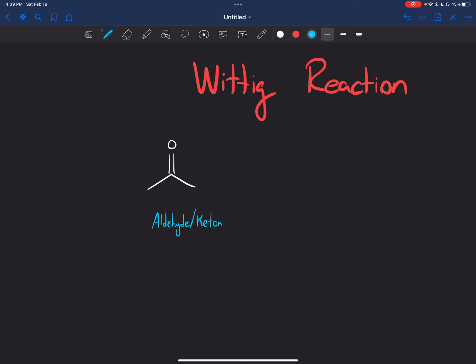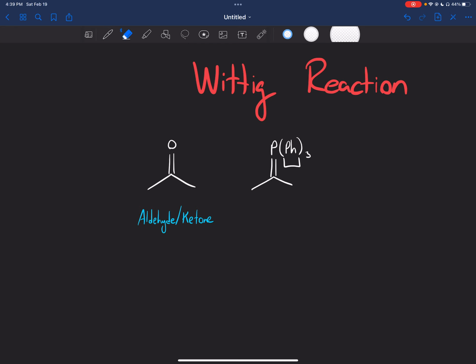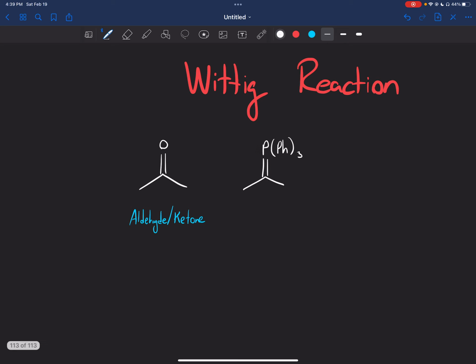And we're going to react it with something called a phosphorus ylide. And it basically looks like this. Here's an example of one. That Ph, capital P, lowercase h, means phenyl, which is kind of another word for benzene. So it's a phosphorus double bonded to a carbon, and that phosphorus actually has 3 benzenes on it.